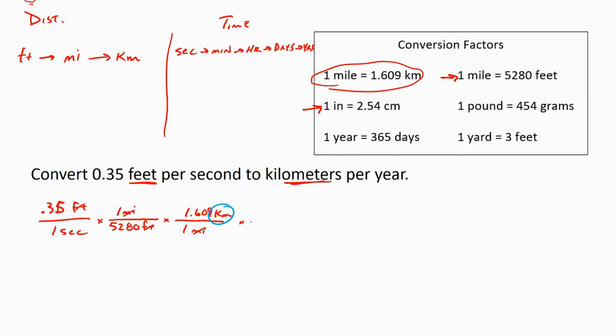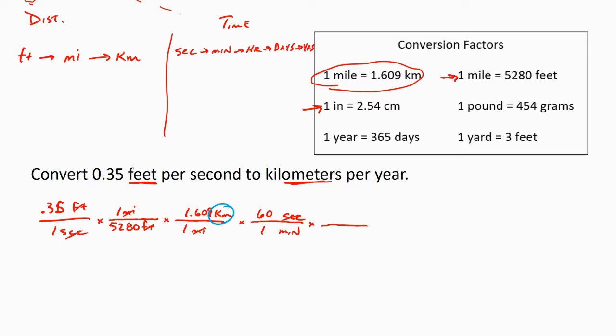Now let's look back at the time. So if we're doing the time, since seconds is on the bottom initially, we need to place seconds on the top over here in order to cancel it out, which means that if we look at our plan here, seconds to minutes, perfect. So minutes would be on the bottom, and we know that there are 60 seconds per minute. Now seconds cancels, leaving us with minutes.